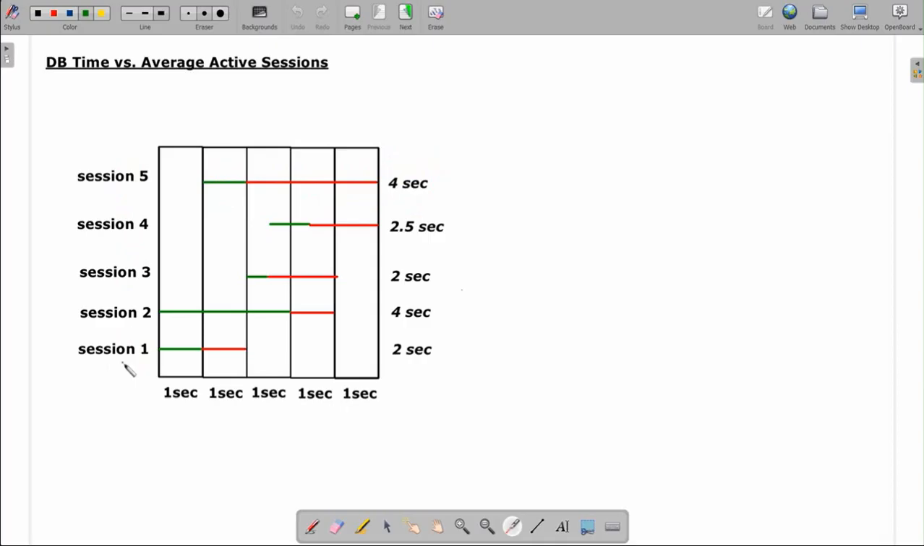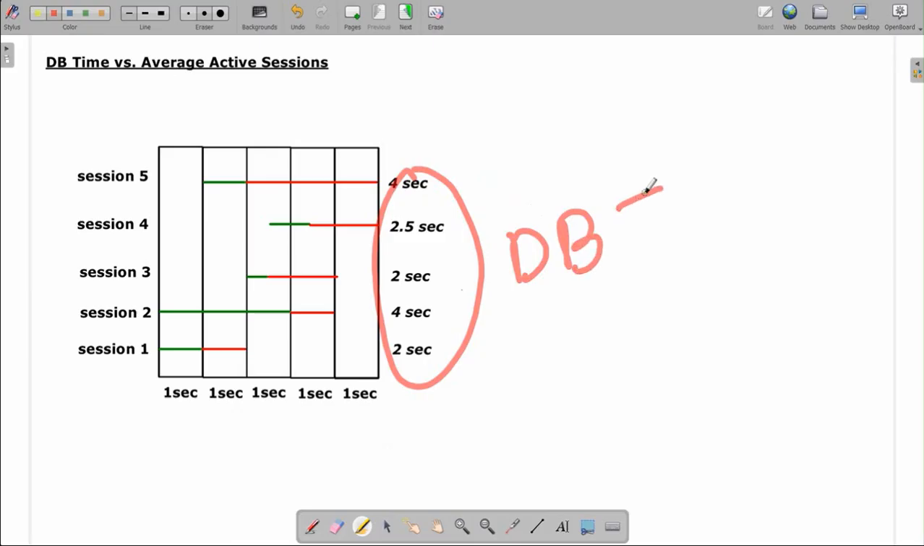So we have some good information that can be derived from this example. Over the 5-second time period, what was the total session activity time? In this case, 2 seconds plus 4 seconds plus 2 seconds plus 2.5 seconds plus 4 seconds. The total is the database activity time, and this is called DB time.